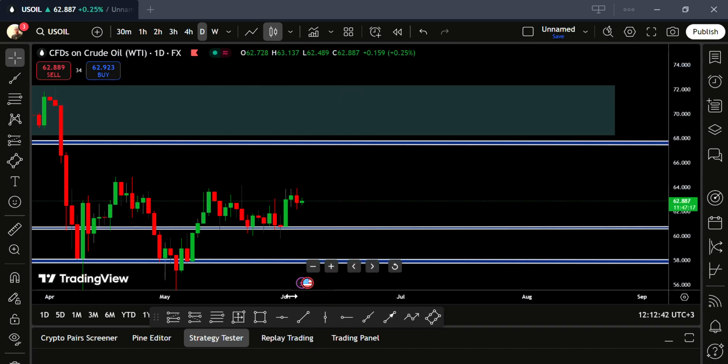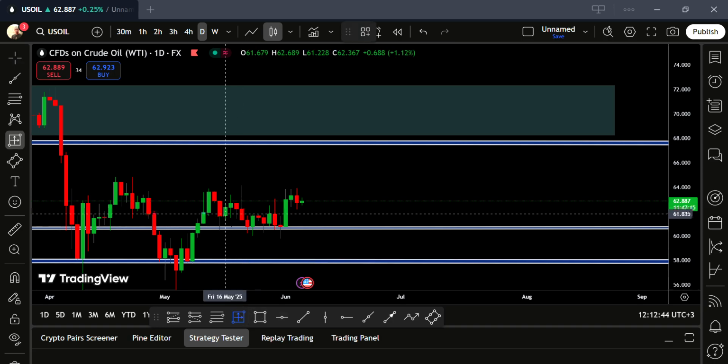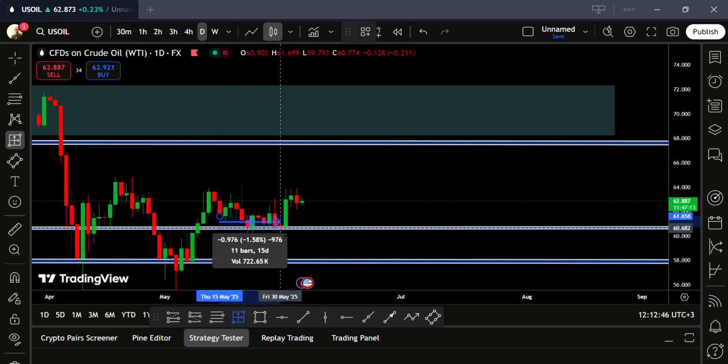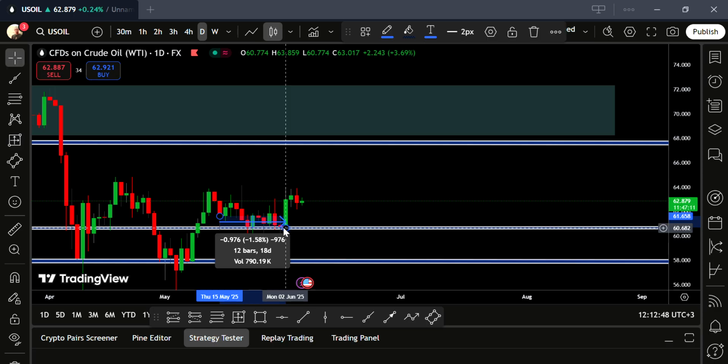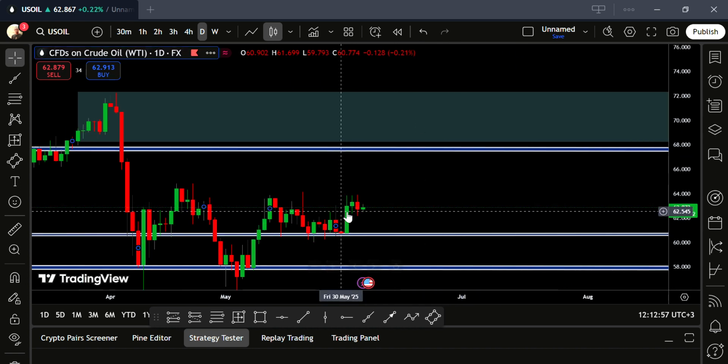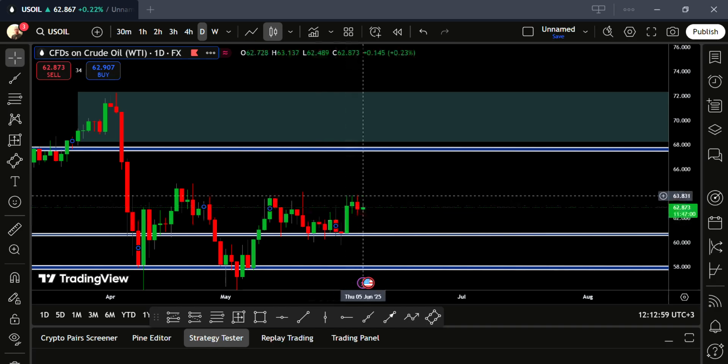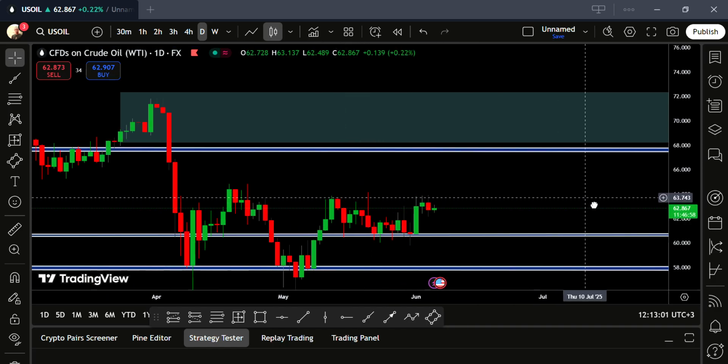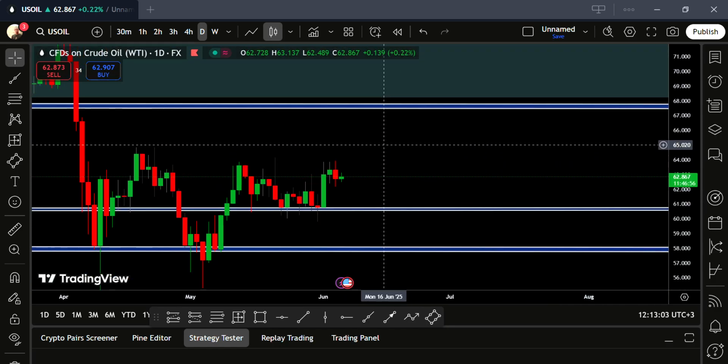Let me show you. It has been ranging around this area for 18 days. That is almost 3 consecutive weeks, guys. 3 weeks price is ranging at that area. So now what do we expect next?